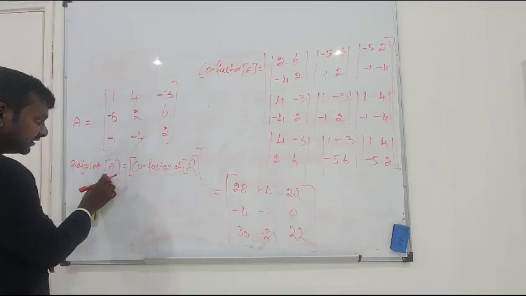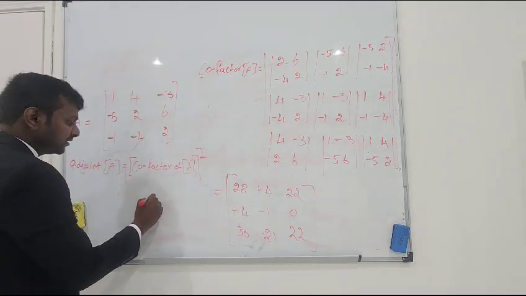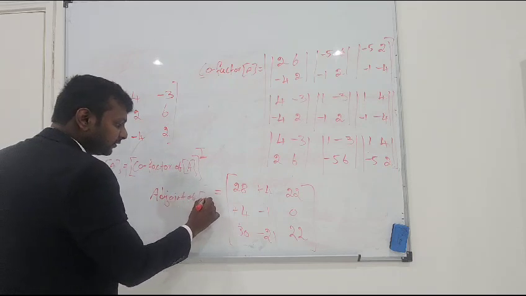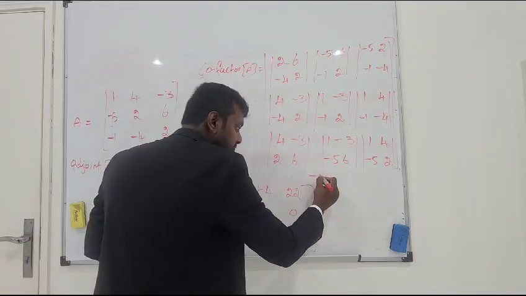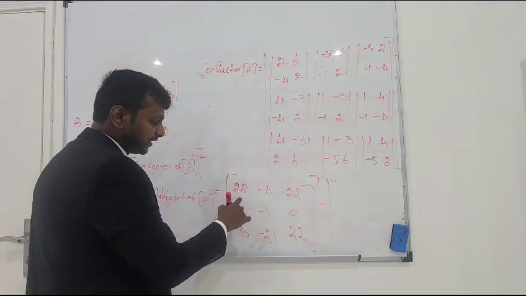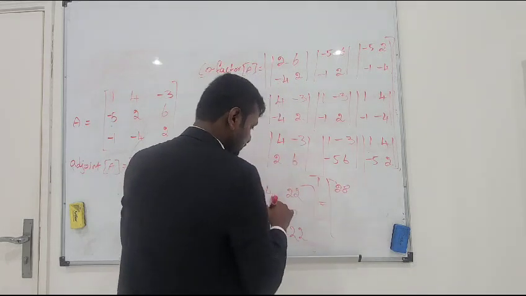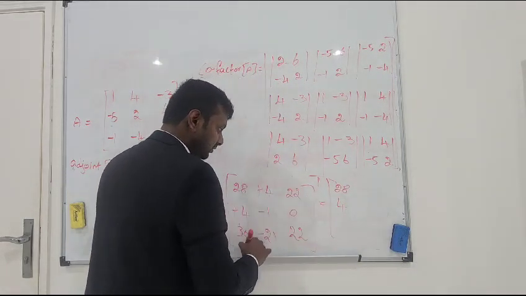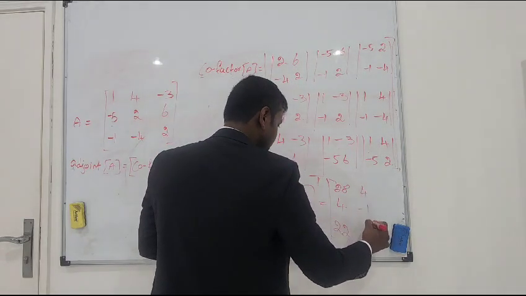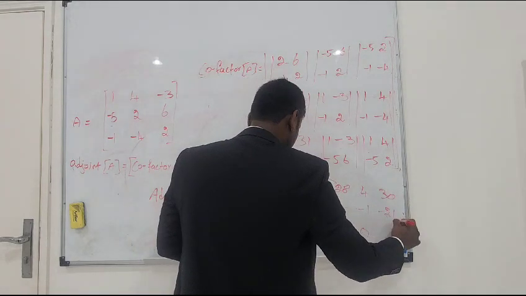If I want to find the adjoint of A, I need to transpose this. So the adjoint of A will be equal to the transpose, where we consider rows as columns and columns as rows, which means it will become 28, this 4 will come here, 22 will go here, so 28, 4, 22, then minus 1, 0, 30, then 22, minus 21, 22.